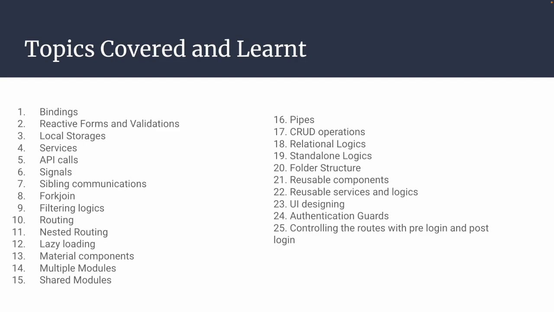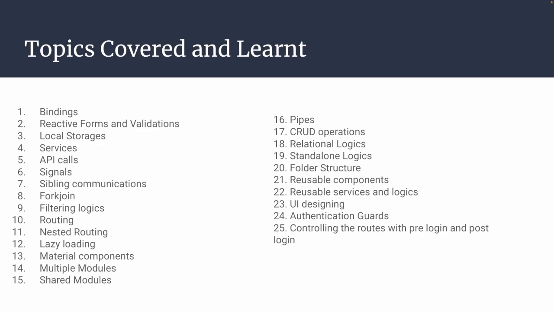One is opening a particular component, which is component as a service, and we have used services for the CRUD operations of API calls, that is, interacting with the API. So API calls we have also covered. We have covered signals, which are a very new concept in Angular 16. We have used these signals for sibling communication, like whenever my profile updates, I have to update my profile name on the top bar. That is also covered. We also covered fork join in our dashboard, where we call two different API calls at a time and get the data.